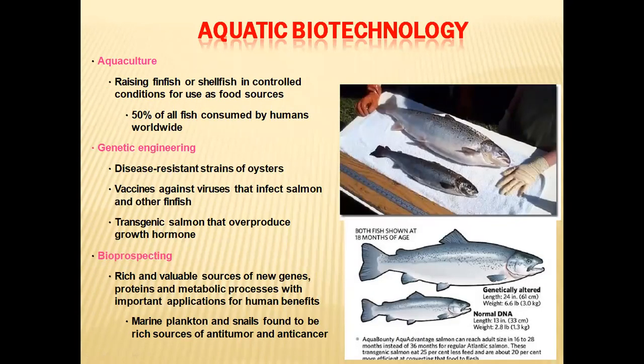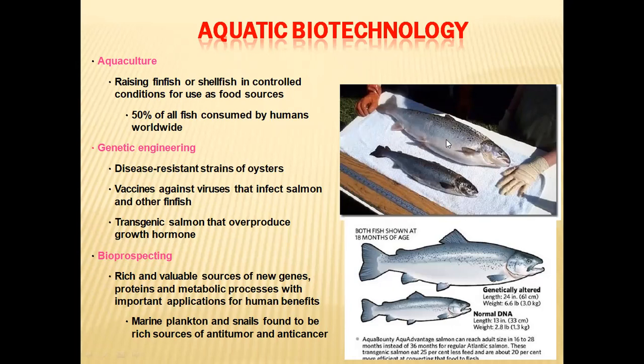And aquatic biotechnology. Aquatic biotechnology is also very helpful to us. It helps us to meet the growing demands of food requirements. In aquatic biotechnology, aquaculture knowledge, genetic engineering or DNA technology knowledge, and bioprospecting methods are utilized. In aquaculture, usually we grow different types of animals that live in water, usually two types, finfish or shellfish. These are controlled using biotechnology knowledge so that they grow big in size. Here, this is the normal salmon fish, and this is the salmon fish developed by our DNA technology. This is genetically modified salmon. We can see the difference in size of these animals.